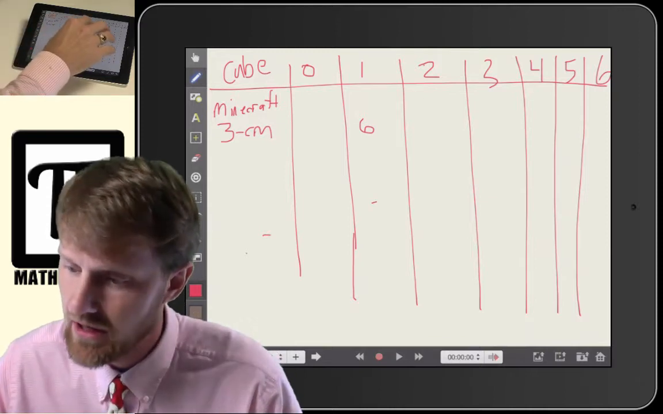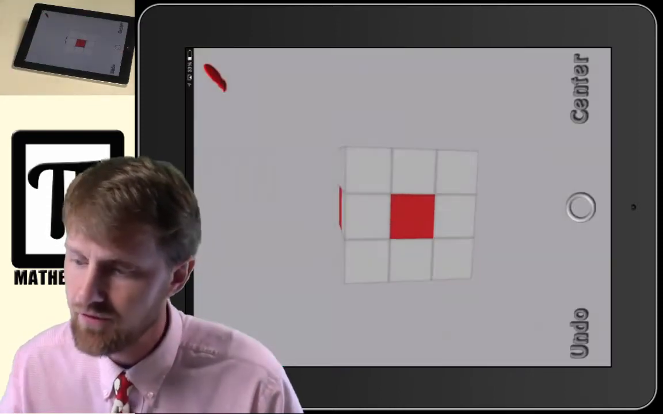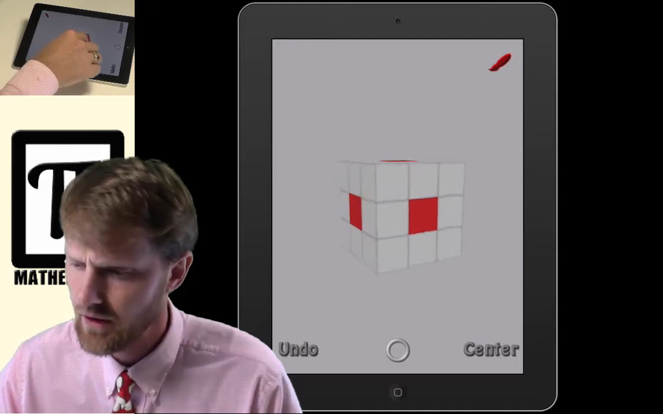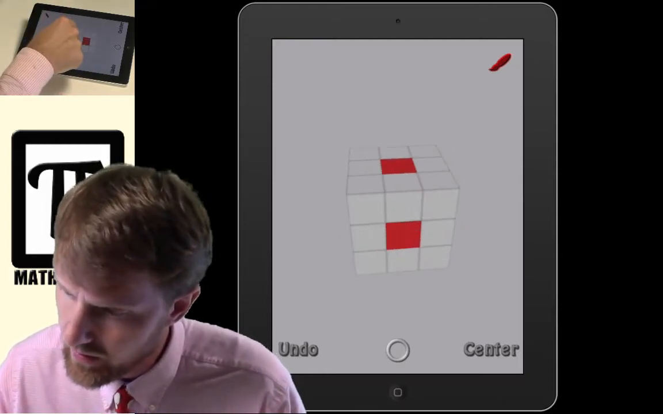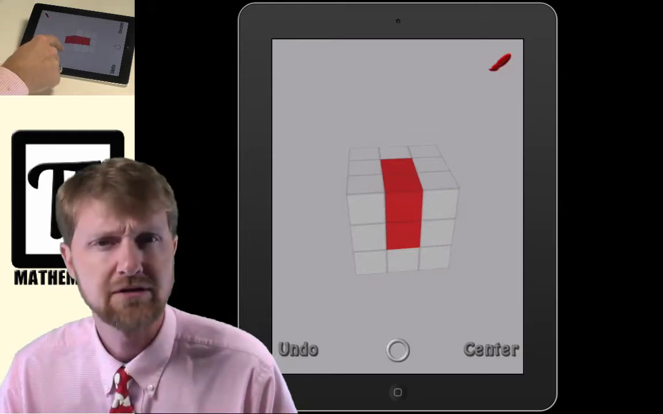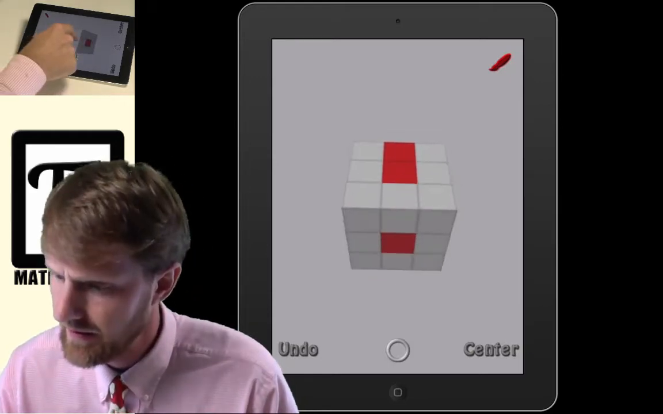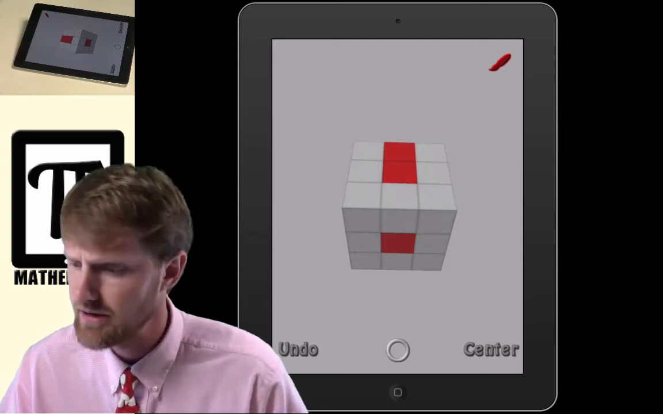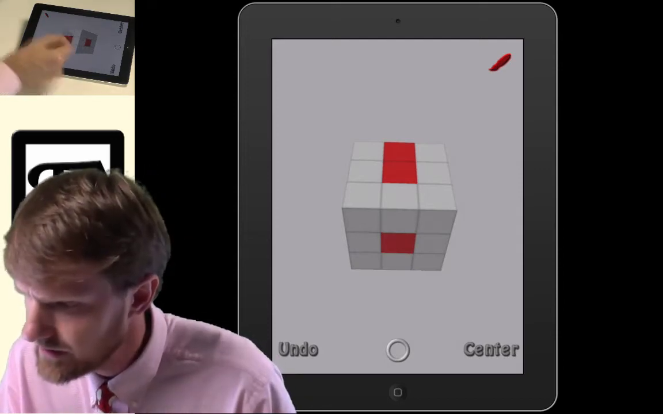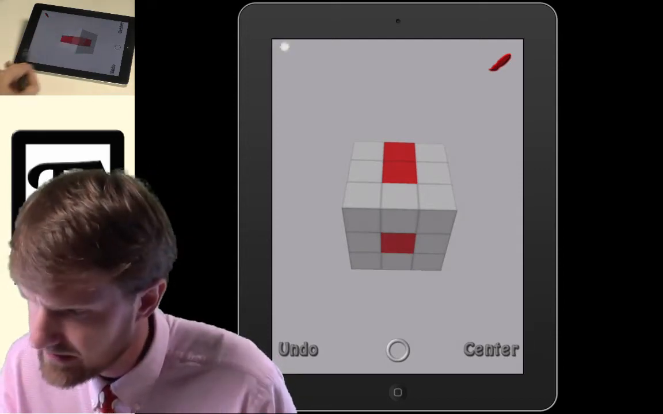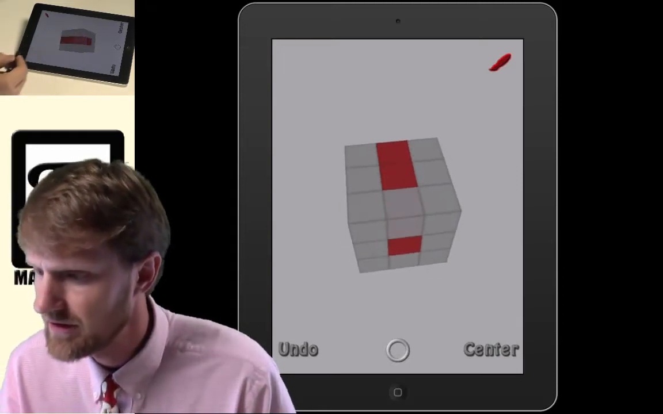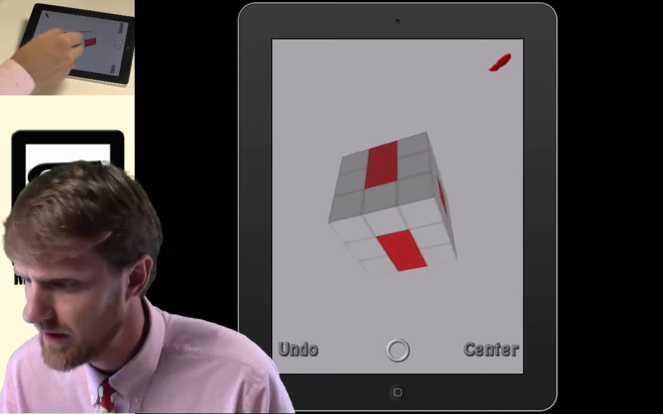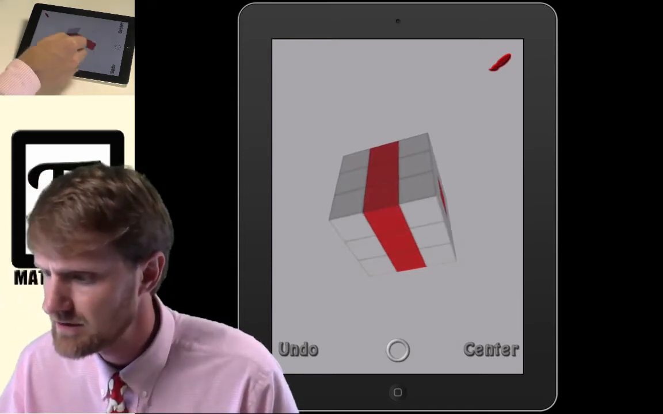Now the question is, how many have two faces painted? Okay, two faces painted red. Well, what I'm going to do first, this one has two faces painted red. And then notice this side right here. It's got one there, one there. So this block is going to have two faces painted red. And so this 1 centimeter cube is going to have two faces painted red. And this one's going to have two faces painted red.